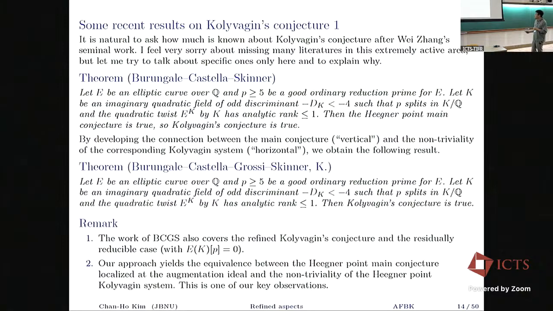This work of BCGS also covers the residually reducible case, but still needs the E[p] bracket to be trivial. My approach basically gives an equivalence between the Heegner point main conjecture, localized at only one height one prime, which is nothing but the augmentation ideal, and this Kolyvagin conjecture. This is one of our key observations.